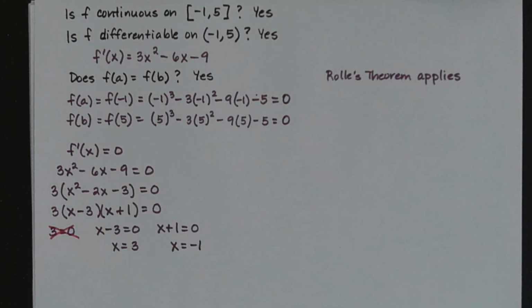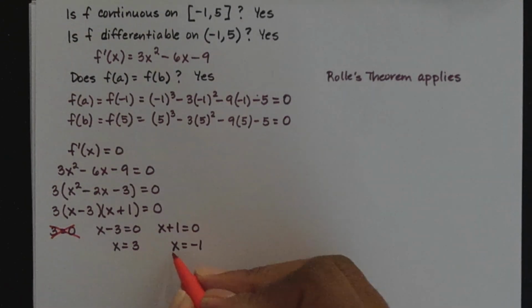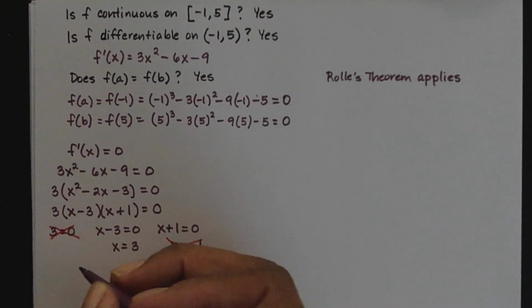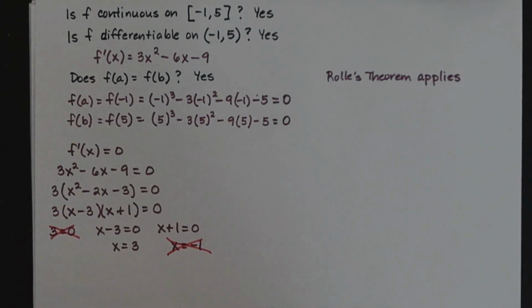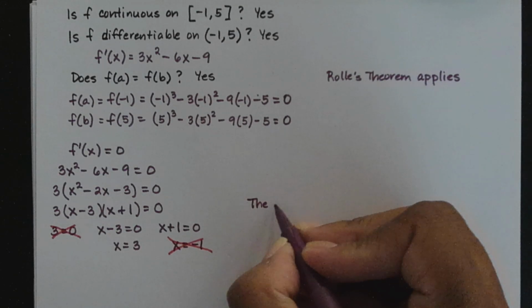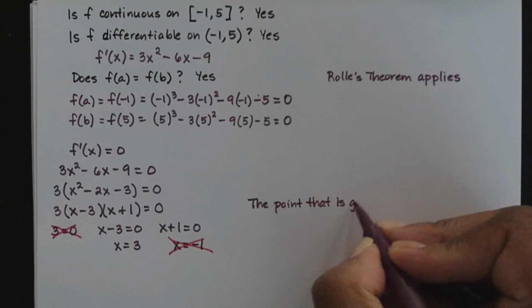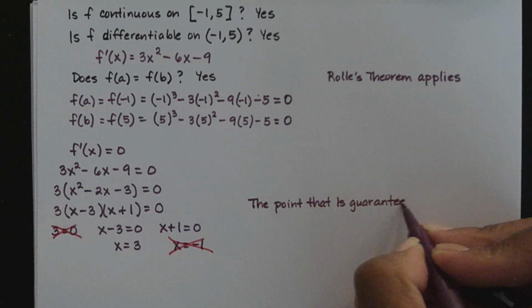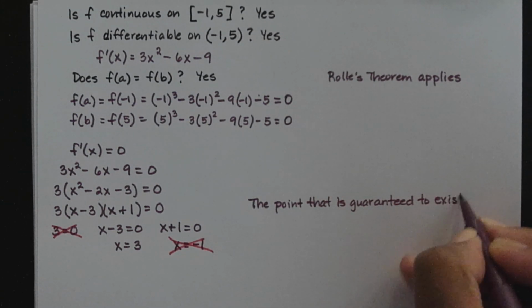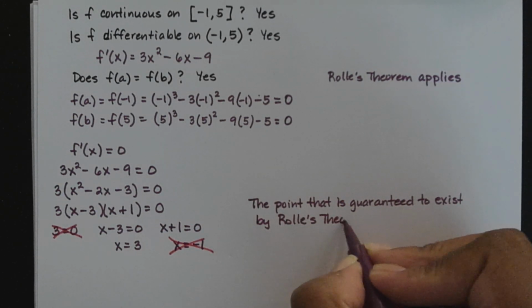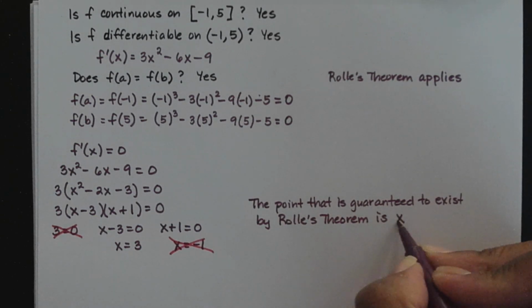All right, now, is 3 in the open interval from -1 to 5? Yes. What about -1? No, it's not. So we need to eliminate x equals -1 because that's not in the open interval. So the only point that is guaranteed to exist by Rolle's theorem is x equals 3.